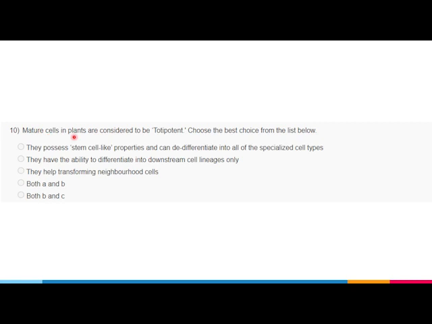So the question is, mature cells in plants are considered totipotent. Choose the best choice from the list below that supports the particular statement. The options are: they possess stem cell-like properties that can de-differentiate into any or all of the specialized cell types; they have the ability to differentiate into downstream cell lineages only; they help transform neighborhood cells; both A and B; both B and C. There are five options, only one is correct. Mature cells in the plant are considered totipotent. Which of the following is true? You can put in your answer in the chat box.